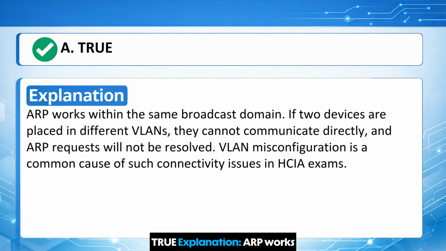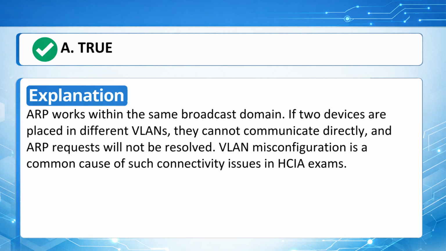True. Explanation. ARP works within the same broadcast domain. If two devices are placed in different VLANs, they cannot communicate directly, and ARP requests will not be resolved. VLAN misconfiguration is a common cause of such connectivity issues in HCIA exams.